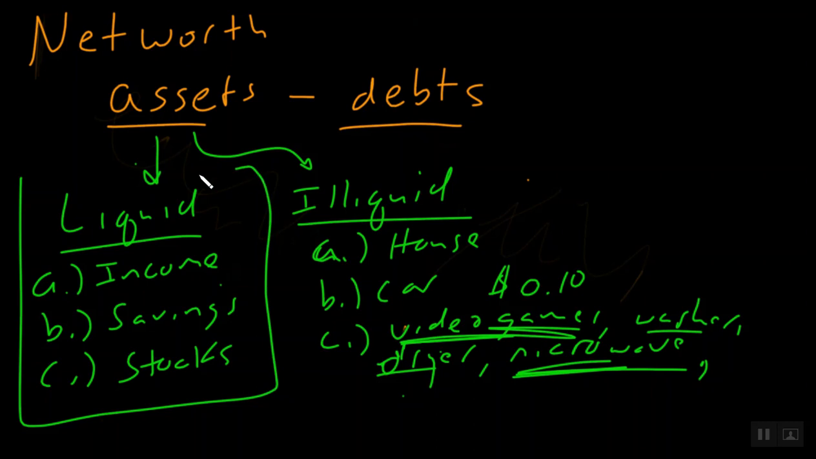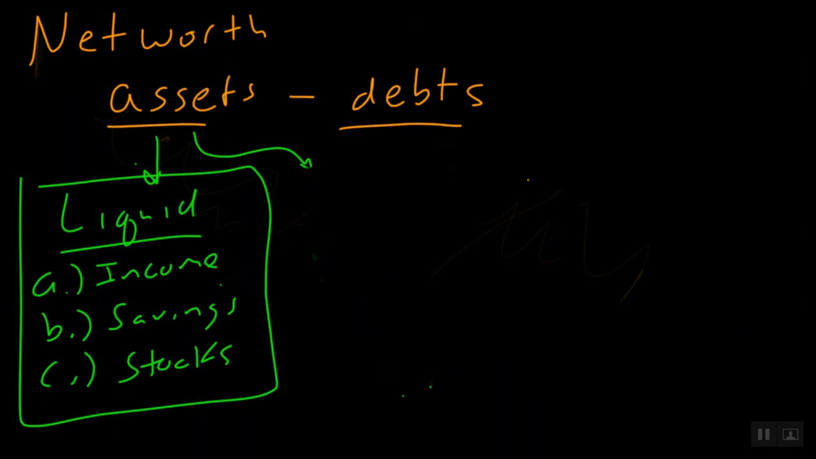So we're going to focus on your liquid assets right now. These are the things you have instant access to. Okay, so let's say you have a debt that comes out of nowhere. Let's say you could have a medical bill.